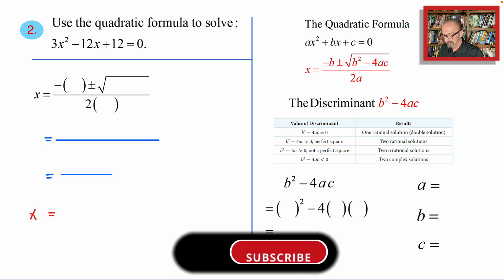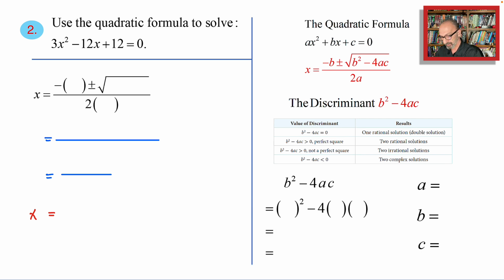We have 3x squared minus 12x plus 12 equals 0. So a is 3, b is negative 12, and c is positive 12. b squared will be negative 12 squared, which is 144, minus 4 times a, and a is 3, and c is positive 12. 4 times 3 times 12 is 144 again, and it's not going to cancel out to anything else. The result is 0.